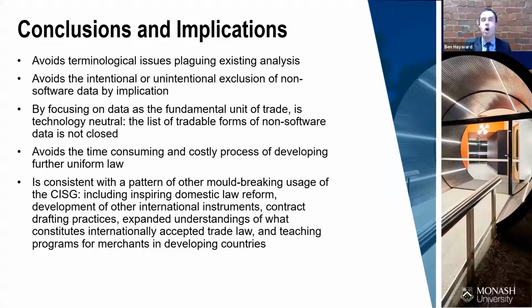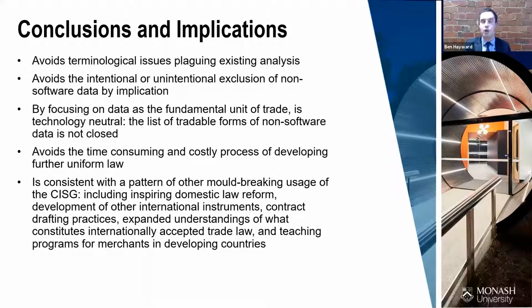It avoids the terminological issues about what is software that have plagued existing analysis. It avoids the intentional or unintentional exclusion of other types of data from that analysis by virtue of using the term software. And by focusing on data as a fundamental unit of trade underpinning both software and non-software data trade, it's technologically neutral. And that's important because the list of tradable forms of non-software data isn't closed. My analysis would avoid the time-consuming and costly process of developing further uniform law tailored specifically to data.